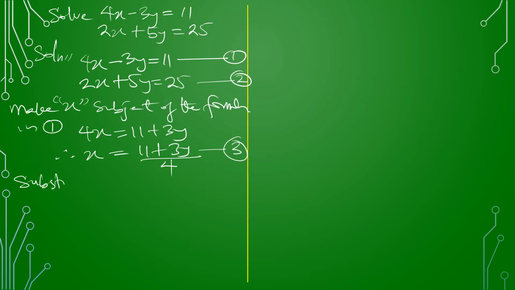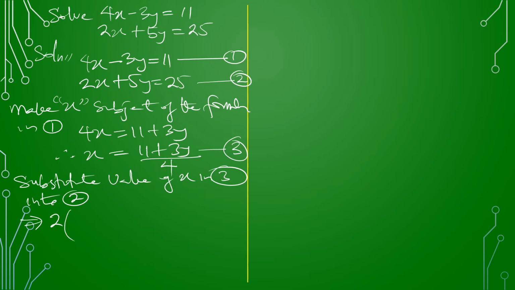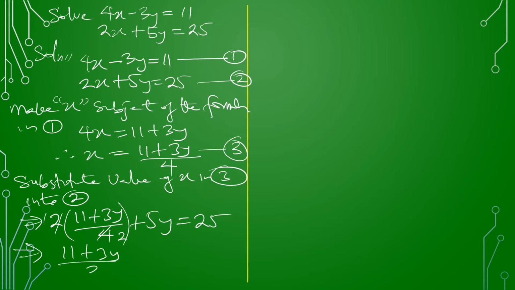Now, substitute the value of x in equation 3 into equation what? 2. We now have 2 into 11 plus 3y divided by 4, plus 5y equal to what? 25. Now expanding, what do we have? We have 2 here, 1, 2 here, 2. We now have 11 plus 3y divided by 2 plus 5y equal to 25.